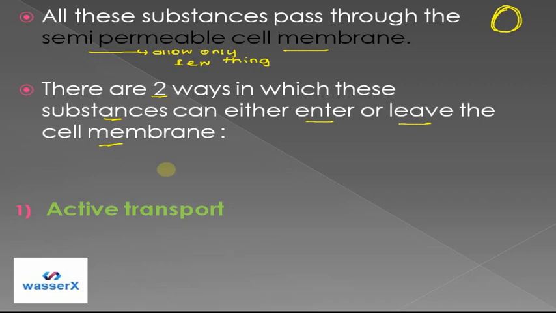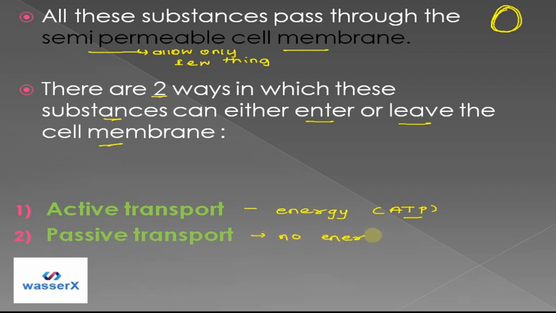So the first is active transport. When we say anything active, that means we are talking about energy. So here energy is required, in the form of ATP. It is very important that the energy is available in the form of ATP, and only then will active transport take place. And the second is passive transport, where no energy in the form of ATP is required. So these are the two ways by which these substances can either enter or leave the cell membrane.